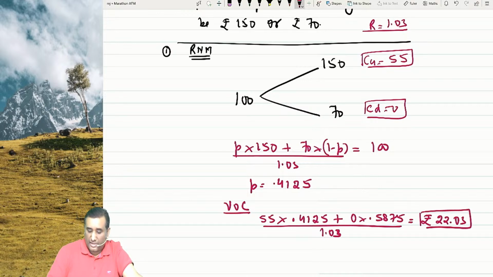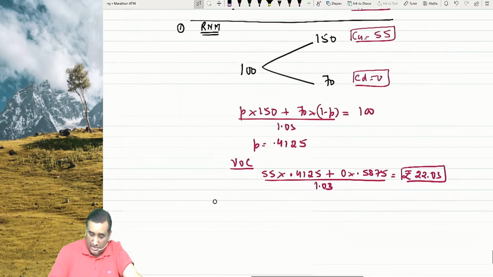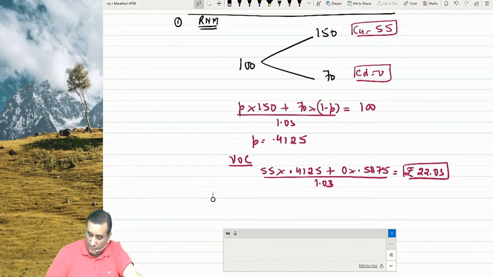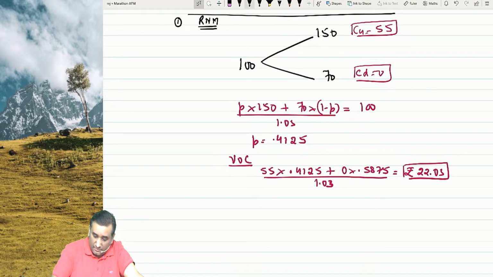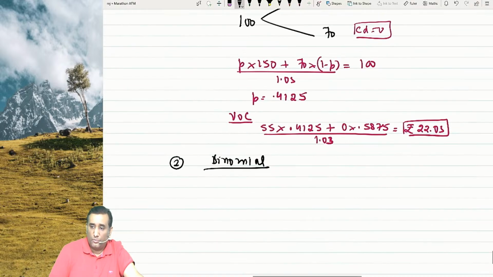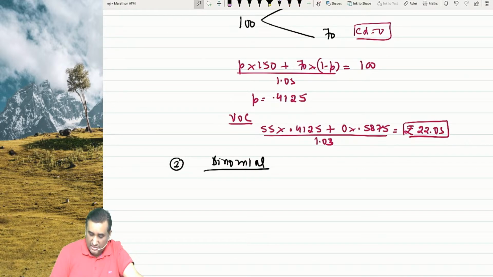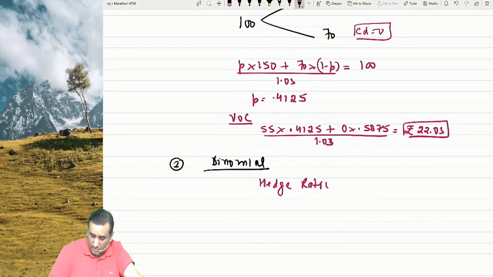Now in this question only I mentioned this; even if you had said binomial you could have used this. Let's suppose now I mention use binomial. Now let's suppose I say and do nothing. The first part is exactly the same. Find out the hedge ratio. Hedge ratio you can call delta.